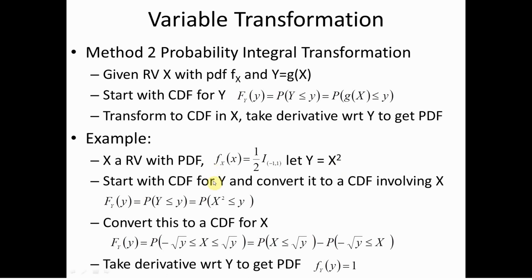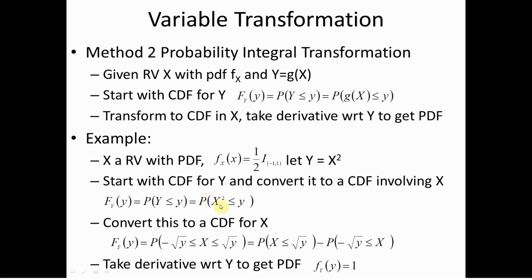Okay, so what I'm going to do is I'm going to start with a CDF for y, and I'm going to express it as a CDF involving x. So I start off with f of y, which is the probability that capital Y is less than or equal to y. This comes from the definition. And now I'm going to substitute what y is in terms of x. Capital Y is equal to capital X squared.